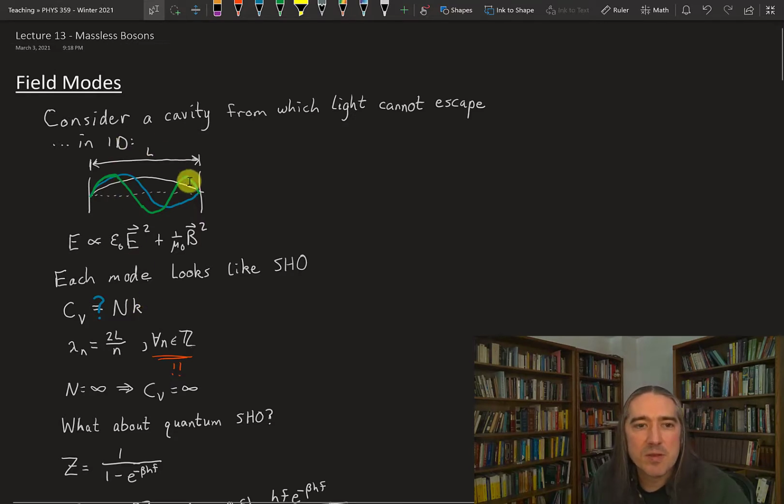There's just one problem. If we start looking at the modes in this cavity, anything whose wavelength obeys this form, 2L over some integer, is a valid mode. So if I want to multiply Boltzmann's constant times N to get the heat capacity, well, how many modes are there? Lambda n is 2L over n for any integer n, and there are a lot of integers. There's an infinite number. So that would be a problem. N would be infinite, which would mean the heat capacity was infinite. At non-zero temperature, the energy content would be infinite.